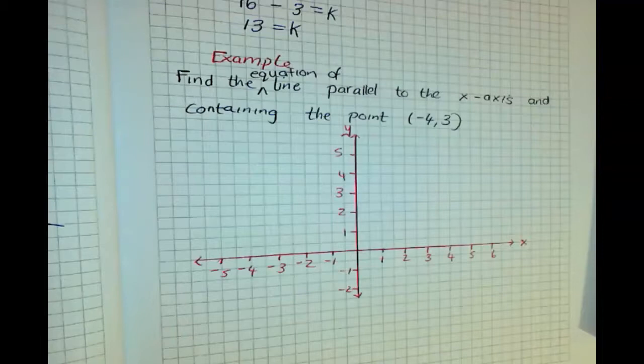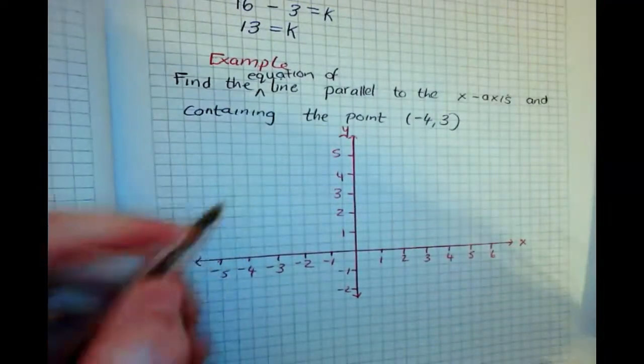Just the last example then that I'm going to do is we're asked to find the equation of the line parallel to the x-axis and containing the point (-4, 3). So I just drew out my x and y axis there. The point we're looking at is minus 4, so go to minus 4 and up to 3.